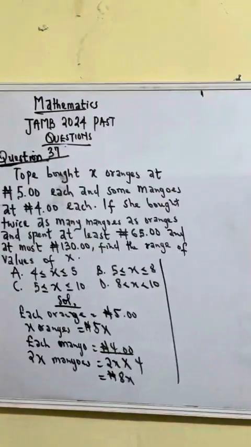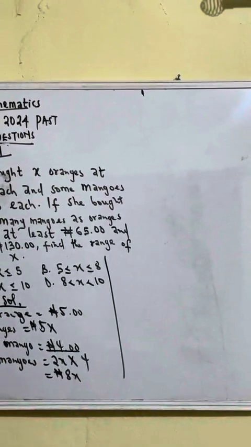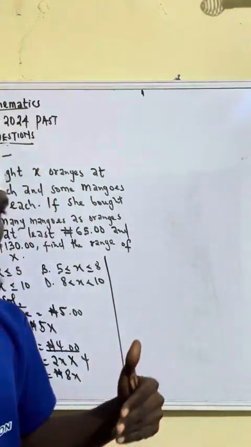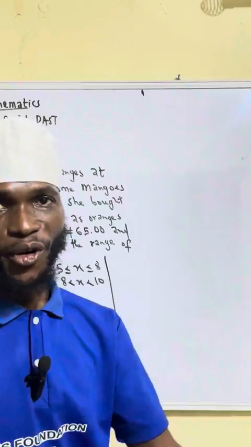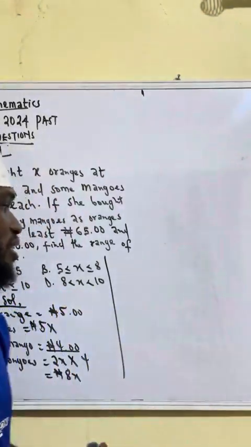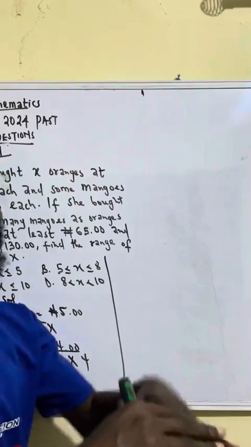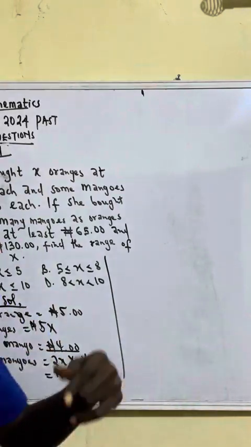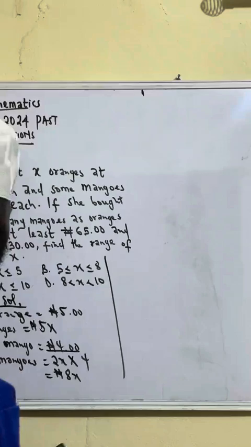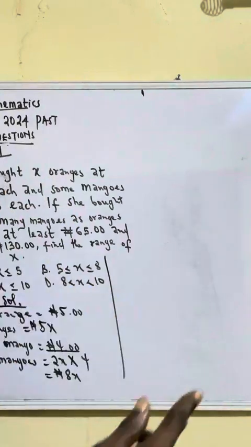The question now says she spent at least 65 naira. At least means it may be that she spent 65 or more. But when they say at most, that means she spent that amount or less than that amount. At least means the minimum that she spent is 65, and it can be above. So to get that, we are going to use the weak inequality of greater than or equal to.